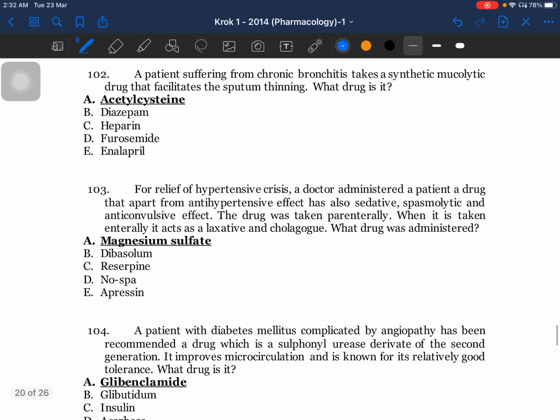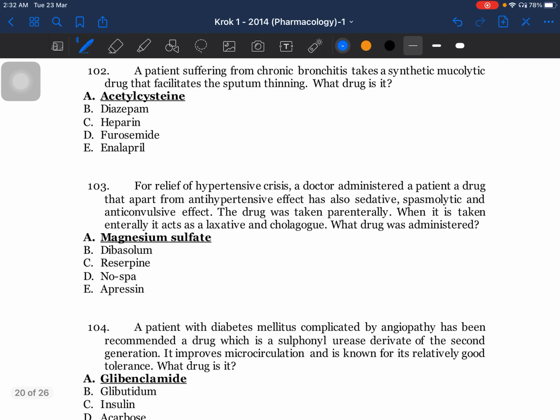We have also discussed the next question. The next question states that a patient suffering from chronic bronchitis takes a synthetic mucolytic drug that facilitates the sputum thinning. What drug is it? A patient is suffering from chronic bronchitis, and the point to note here is that he has been taking a synthetic mucolytic, the drug which facilitates the sputum thinning.